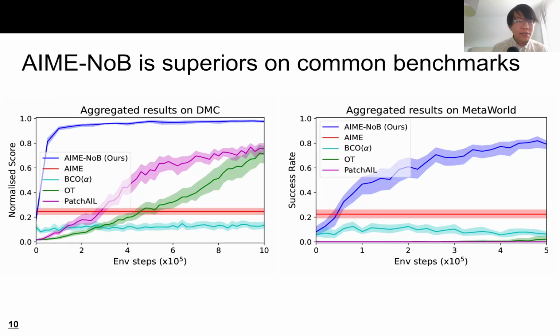And last but not least, we compare the AIM-NOB algorithm on common benchmarks with other state-of-the-art algorithms in this setting. We compare AIM-NOB on 9 DMC tasks and 6 Meta-World tasks with other algorithms. And here is the aggregate version of all the performance. As we can see from these figures, AIM-NOB presents superior performance compared with all the other baseline algorithms by a large margin, which indicates the great potential of the AIM-NOB algorithm.